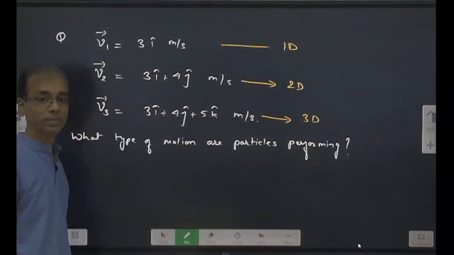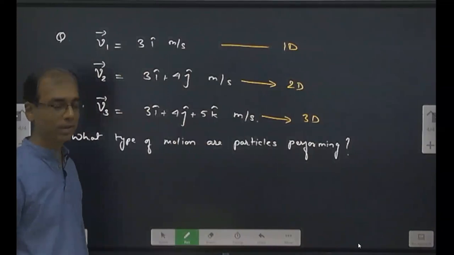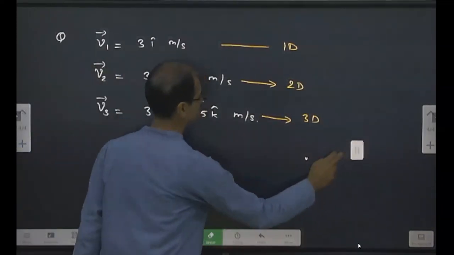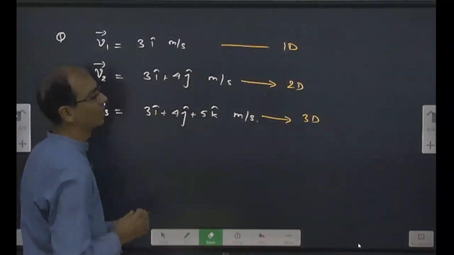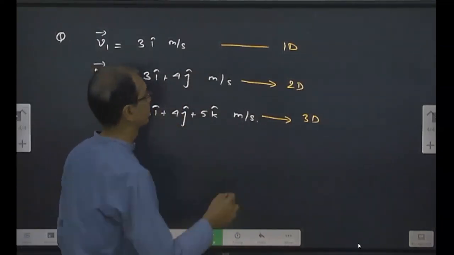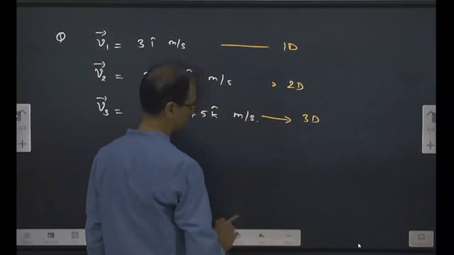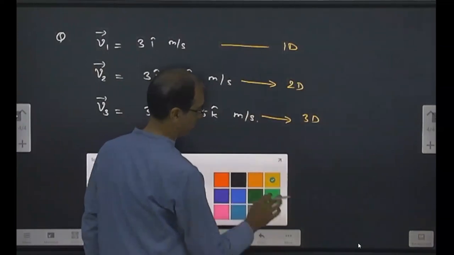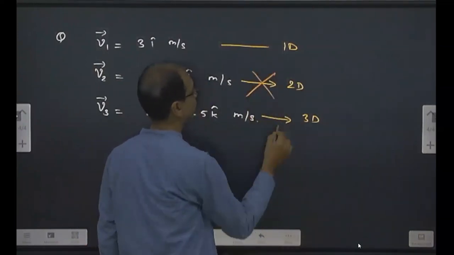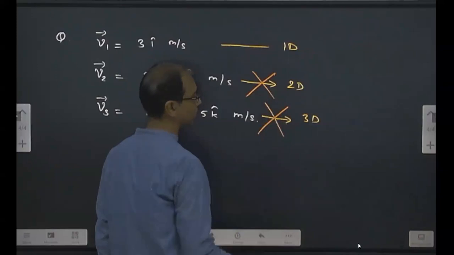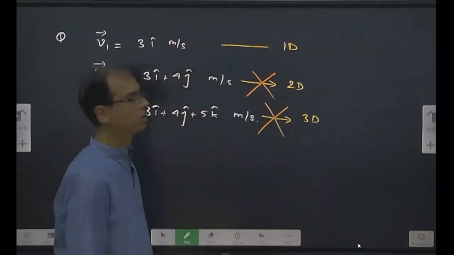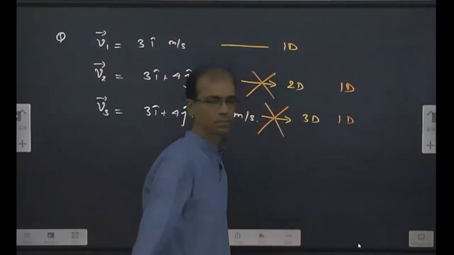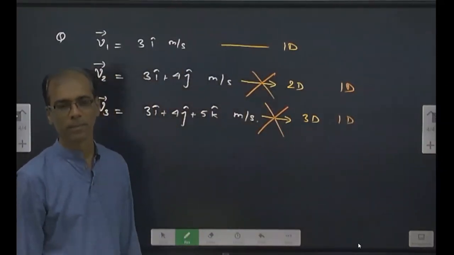My answer? Do I agree with that? What do you think? I do not agree. This is wrong. Which one is wrong? The second one. Why, sir? It's not 2D and it's not 3D. All three are 1D only. Why?